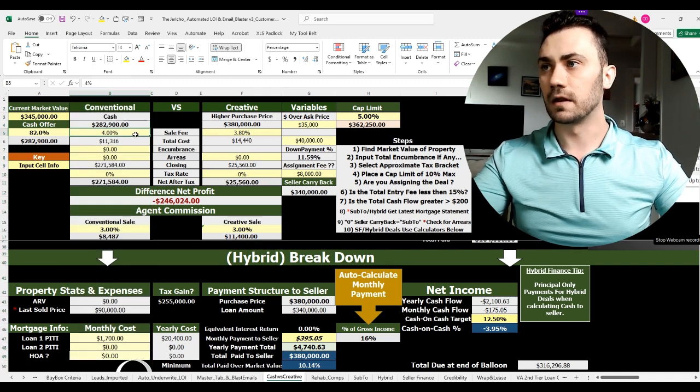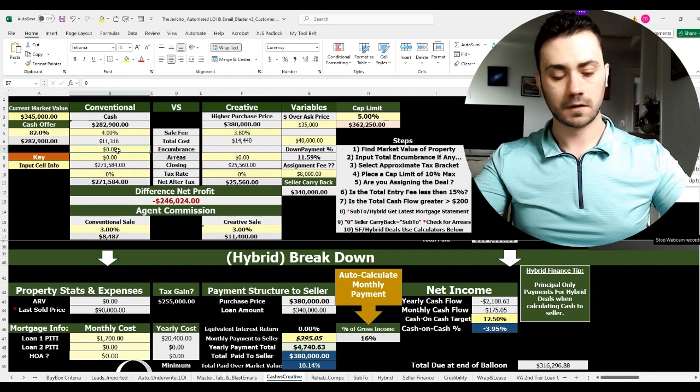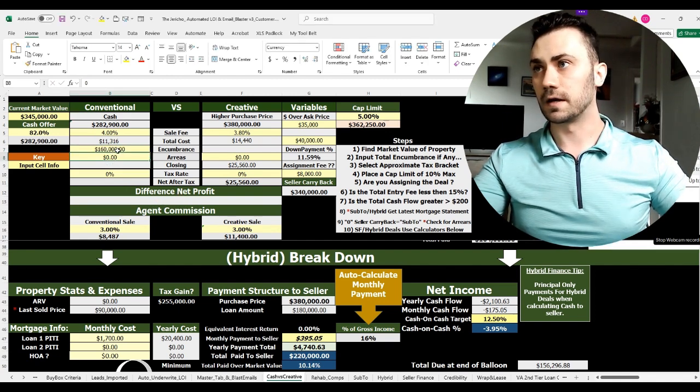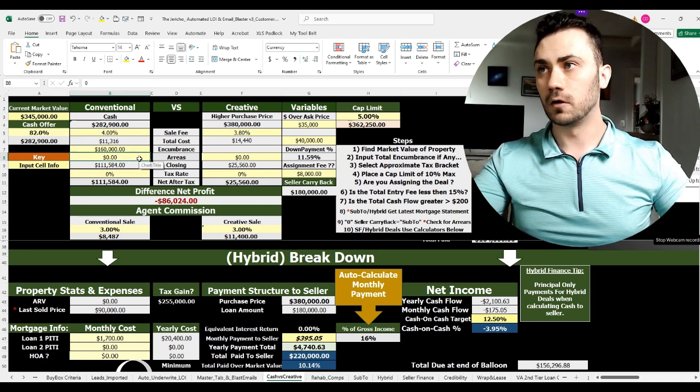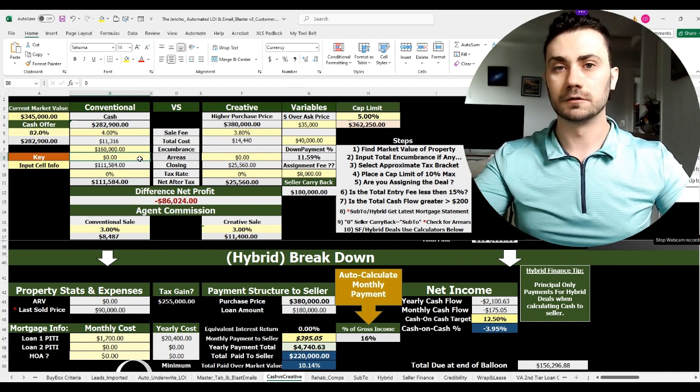Our sales fee is going to remain at 4%, 3% towards the listing agent commission, 1% towards closing costs. We have approximately $11,000 for total sales costs for this property. The encumbrance on this property, according to PropStream, was $160,000. We're going to plug in $160,000 as the encumbrance. We don't know what the arrears are for this property. That's a conversation we could have with the listing agent, but that's probably not something I would bring up until they're truly ready to move forward with one of our two offers.